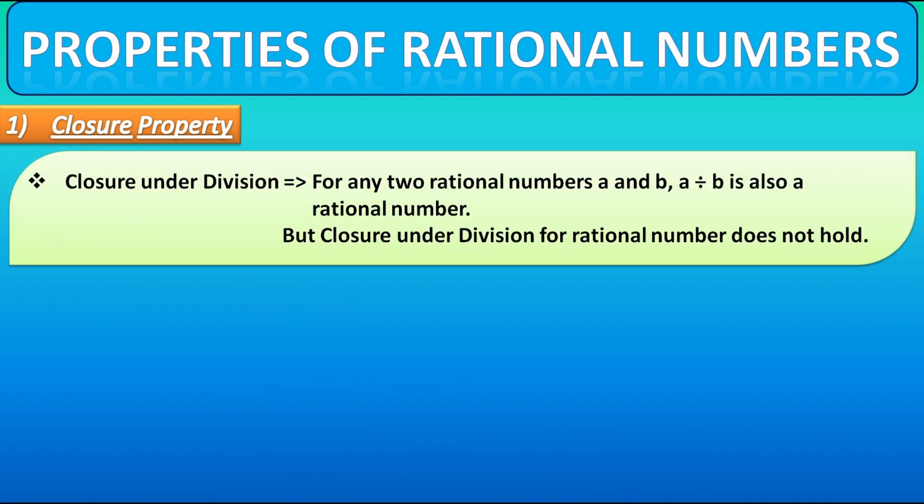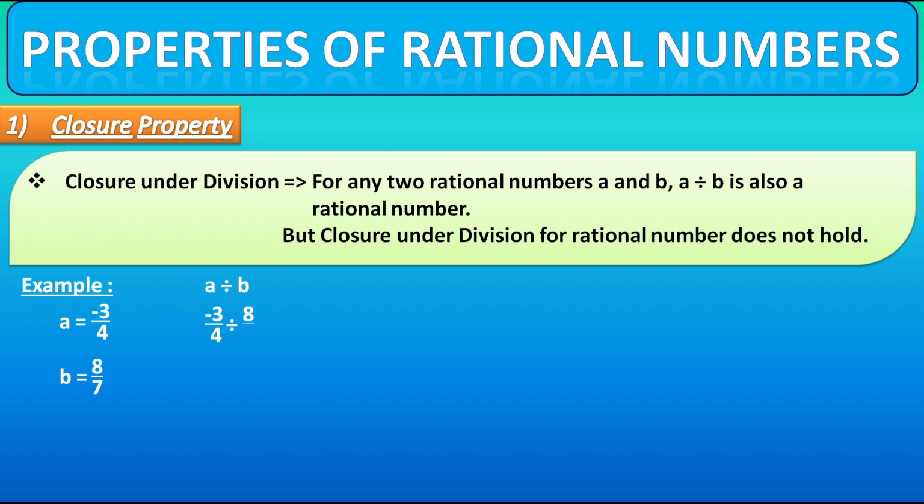Closure under division. For any two rational numbers a and b, when we divide a by b, there is also a rational number. But closure under division for rational numbers does not hold. Why? Let's check it with the help of an example. Here I am taking the value of a as minus 3 upon 4 and b as 8 upon 7. Now we have to find the value of a divided by b. So here a is minus 3 upon 4, which should get divided by 8 upon 7.